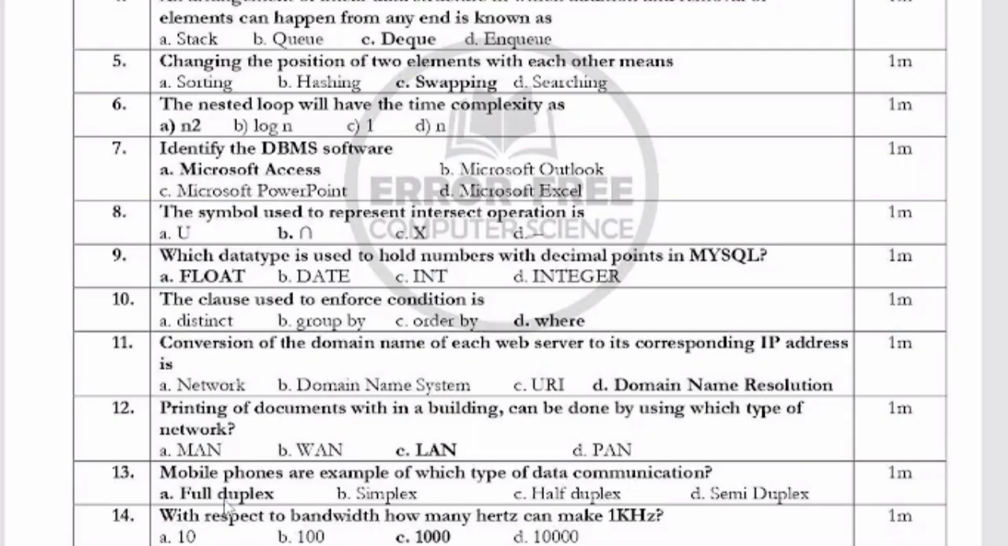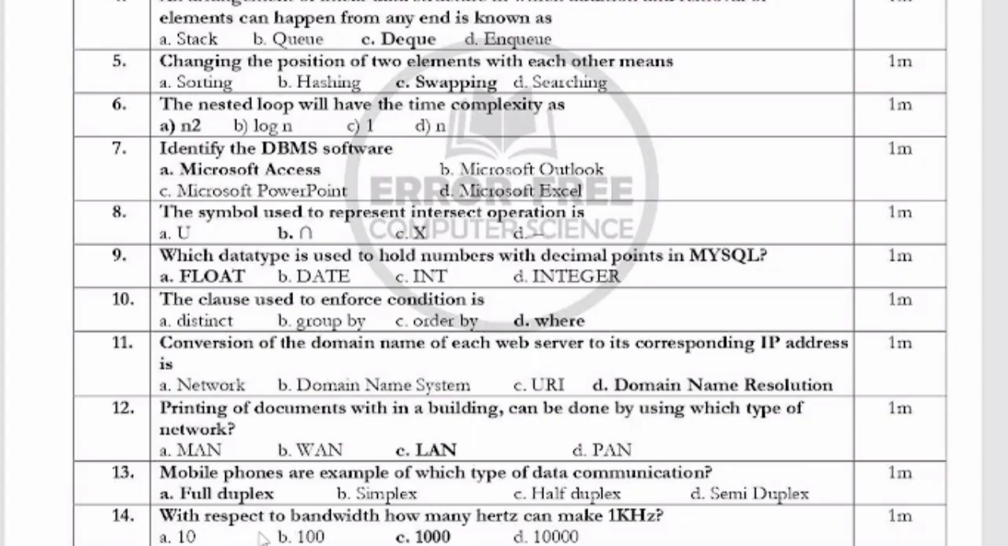Definitely, in the last session we discussed simplex, half duplex and full duplex. These are the three important data communication modes that you must know perfectly, and mobile phones are the best example of full duplex. That means both the sender and receiver can speak and listen at the same time. It is full duplex.